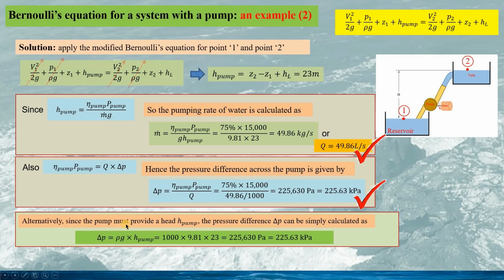Alternatively, since the pump must provide a head H pump, the pressure difference delta P can be simply calculated as delta P equaling rho g times H pump. So this gives the exact same pressure difference, 225.63 kPa.